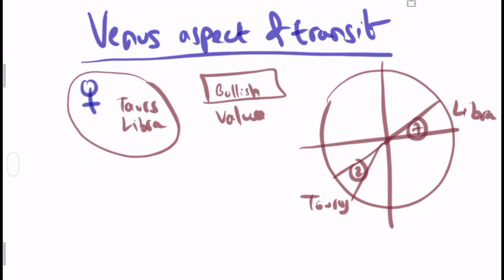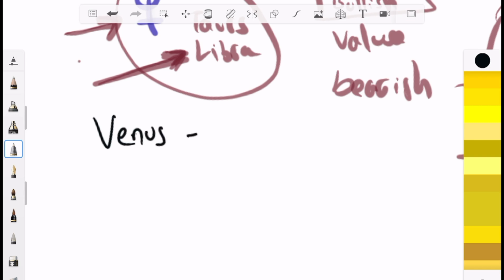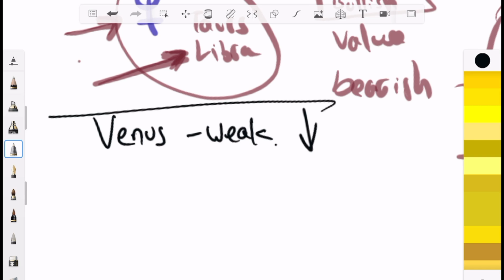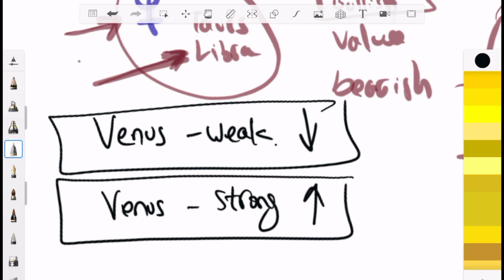Venus as a feminine energy and also the dispositor of a masculine sign, Libra, is creating here multiple effects. Venus can bring us bullish environment and also bearish, depending on which and how and where it is located. When Venus is weak, we usually get a bearish influence. When Venus is strong, we are going to get a more bullish, confident value and increase of value.